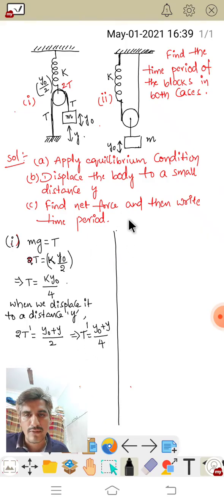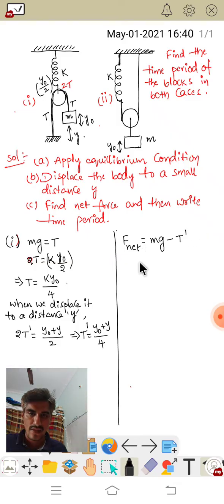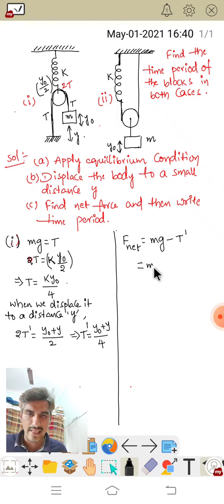Now again, suppose this m is there, because of the net force it is gaining certain acceleration initially, right? So the third step is to find the net force and then write the time period, right? So I'm going to find the net force here. How to find the net force? mg minus, mg is in the downward direction, and in the upward direction the tensional force is T dash. Yes or no? Right.